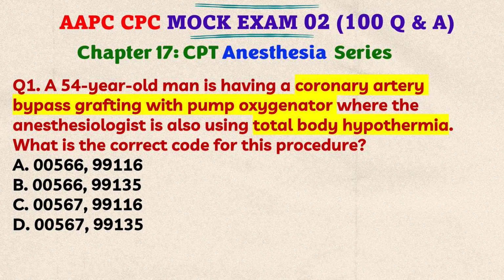Here you have to highlight this is coronary artery bypass grafting with pump oxygenator. Also total body hypothermia is used. So you can use two methods. One is the CPT alphabetic method in the real working scenario. But for the exam you can use the elimination method. Once you look at the answers, all answers are adjacent codes. There are two sets of adjacent codes. So you can use the elimination method to find the answer.